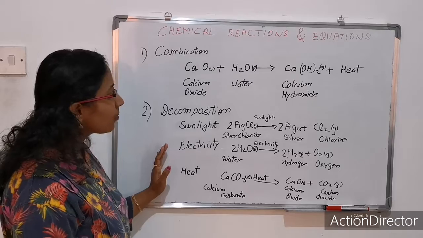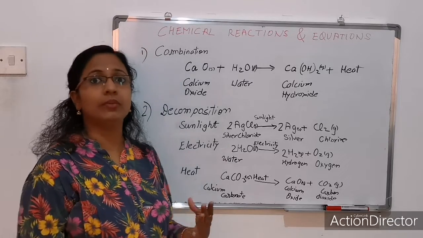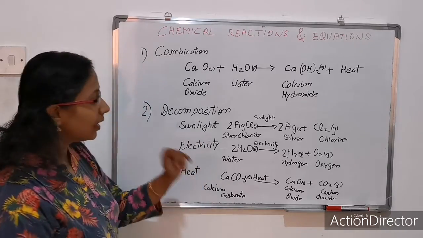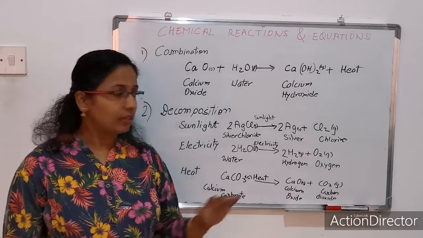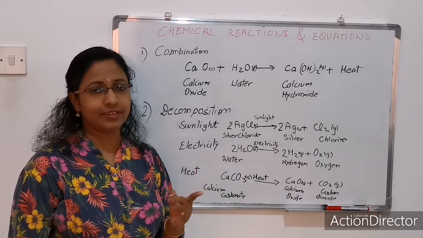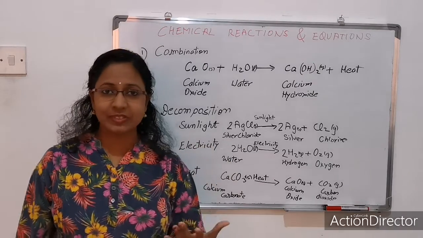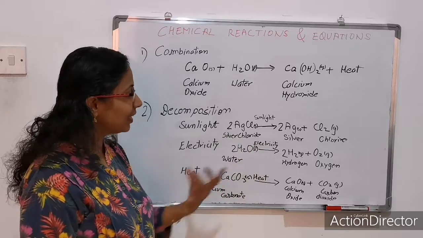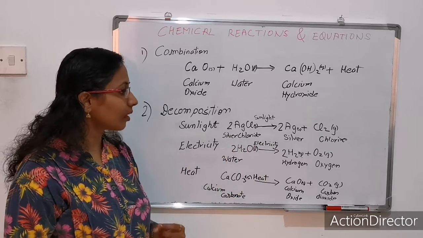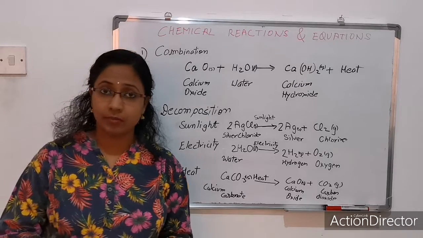So whenever they are asking you for an example of endothermic, you need not learn a new one for that. You can write any one of these. So this you have to learn. For one type you need to learn one equation. That can be used for two types also, but at least one you have to learn. So these are the first two types, combination and decomposition.